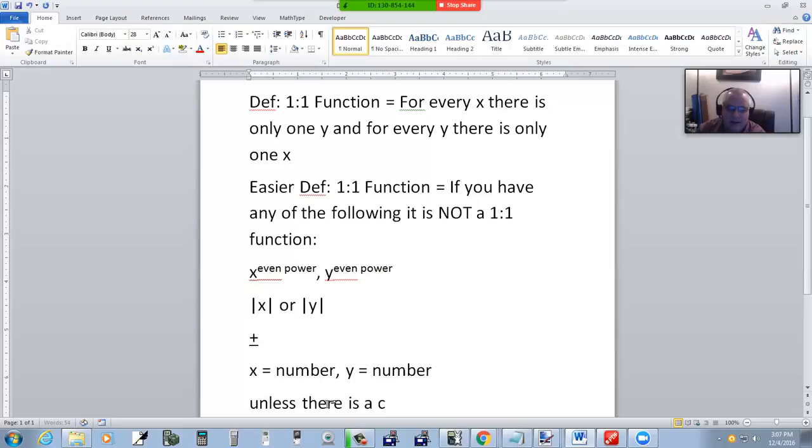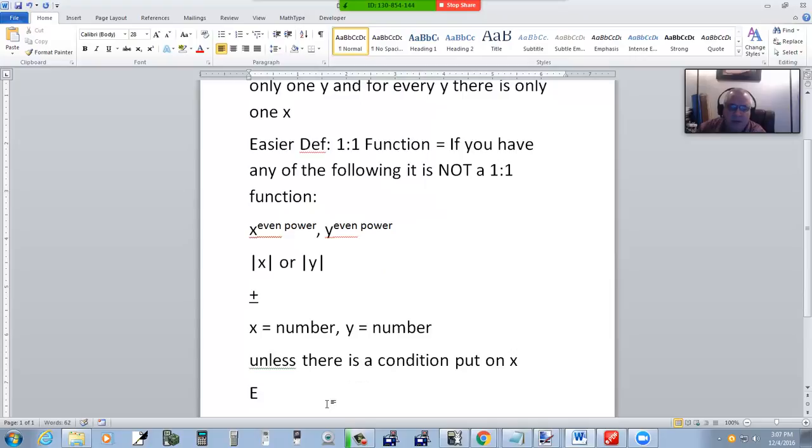Unless there is a condition put on x. For example, if you have y is equal to x squared, that right there would not be a one-to-one function. But if we put where x is greater than 0, for example, by putting a condition on there, we're making it so it is one-to-one. Now, it's possible you might have a condition on a function that would not make it one-to-one, but typically that's the purpose of putting that condition on there.